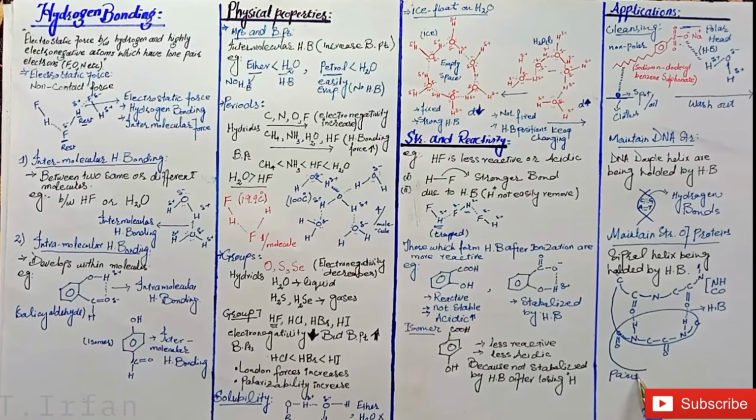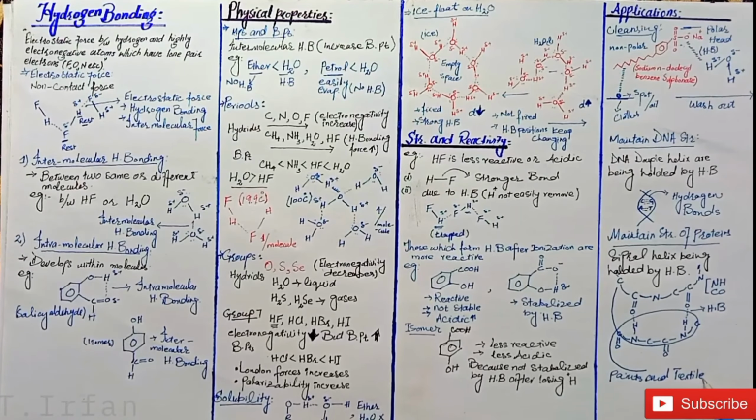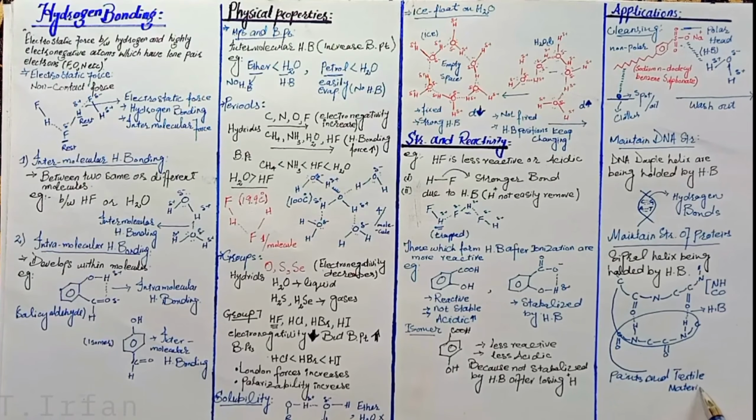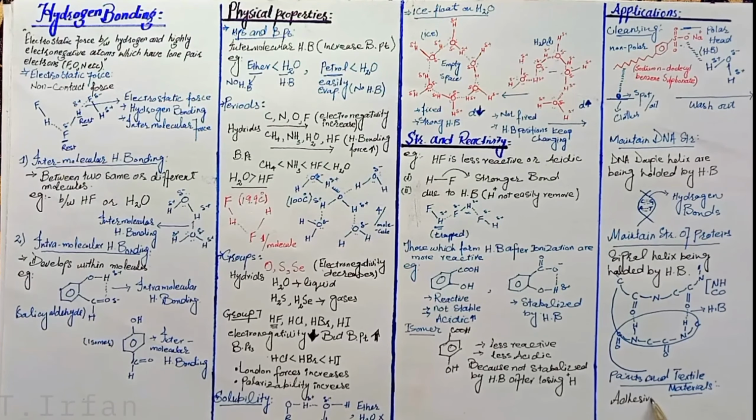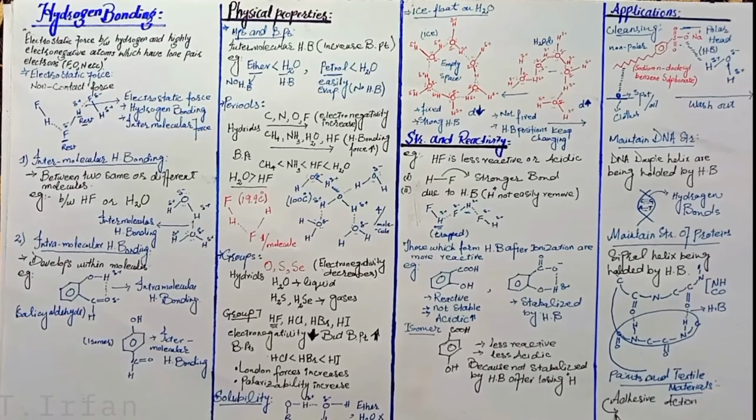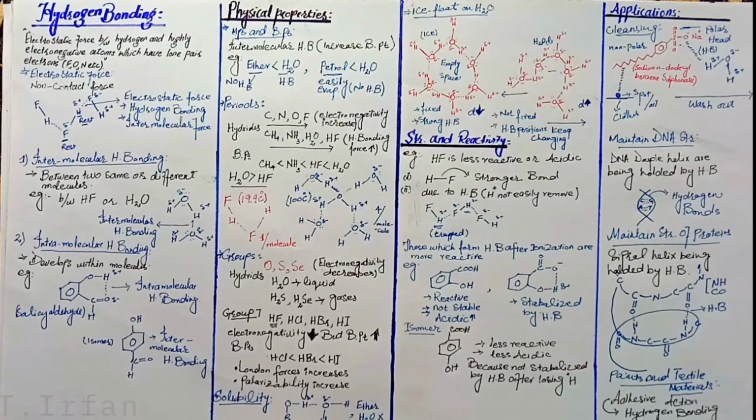And we use paint and textile materials. Hydrogen bonding also exists there. Paints have an adhesive property. This property is developed due to hydrogen bonding. And we use cotton, silk, and synthetic fiber for clothing. Hydrogen bonding also exists there and is responsible for the strength of these textile materials.